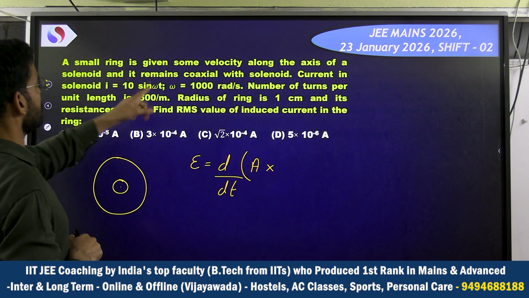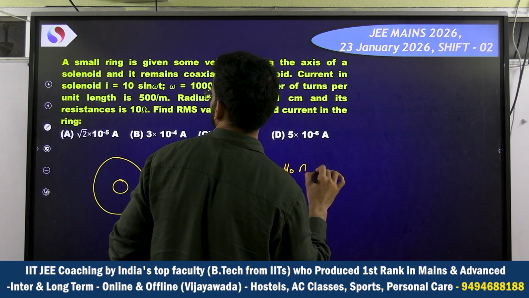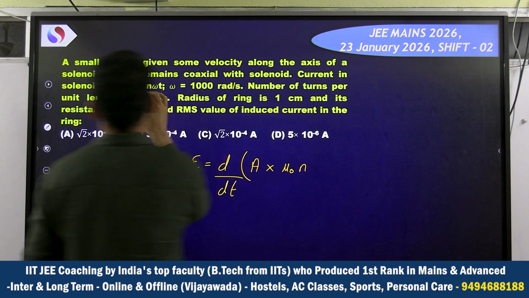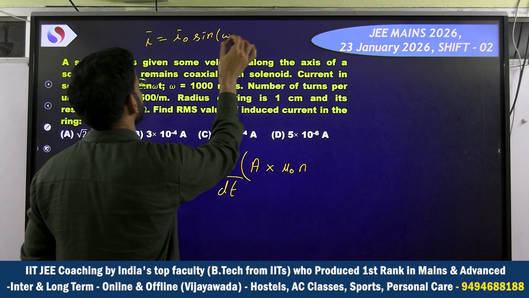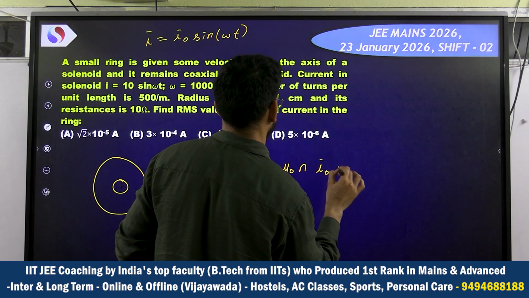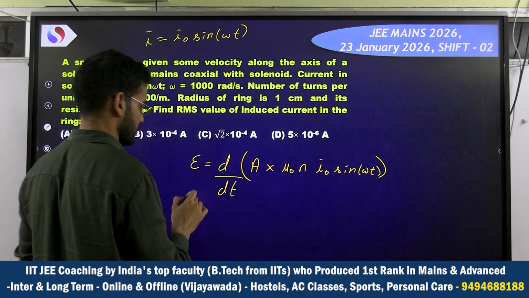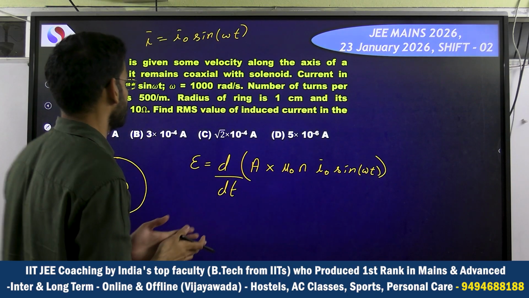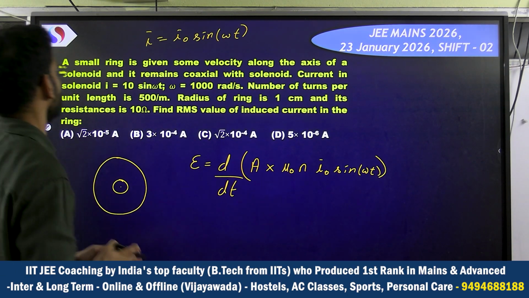And I is how much? 10 sin omega t. So mu naught N I is what? Let's say I is nothing but I naught into sin omega t. I don't want to deal with variables. I naught sin omega t. And now differentiate, so EMF will come. Now the question is not giving EMF. He is asking the RMS value of induced current in the ring, right?